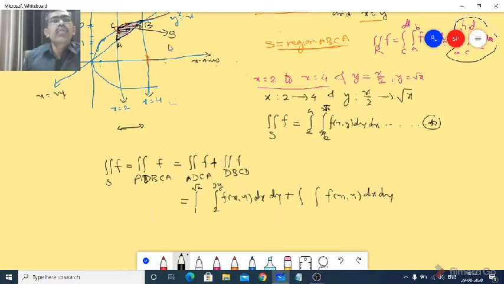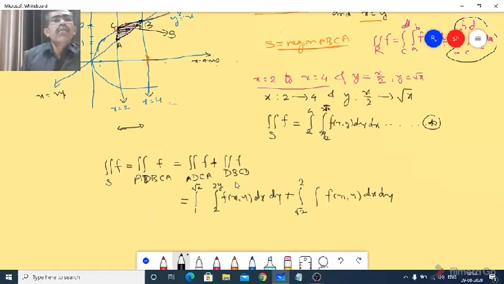Now what are the limits of y in this region? Which region? DBCD, this upper half. Now here the line moves from this line CD up to this point at the most. Here y is 2 and here y is root 2. So y runs from root 2 to 2.